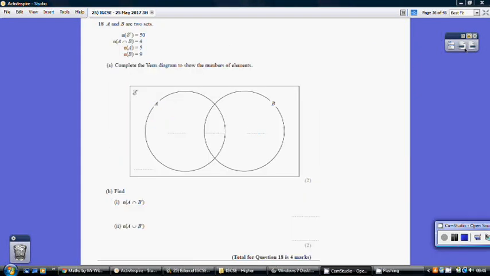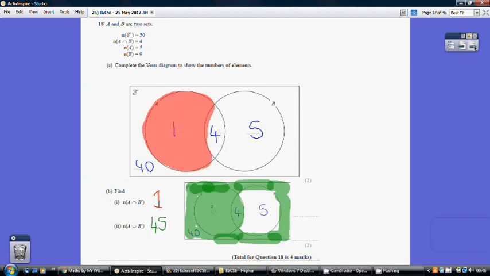Question 18. So we're told that the number that are in A intersection B, so that's A and B, is 4. So that's where that 4 comes from. We're told that the number that are in A in total is 5. So the A circle has got to have a total of 5. So given we've already got the 4 in the middle, that's an additional 1.